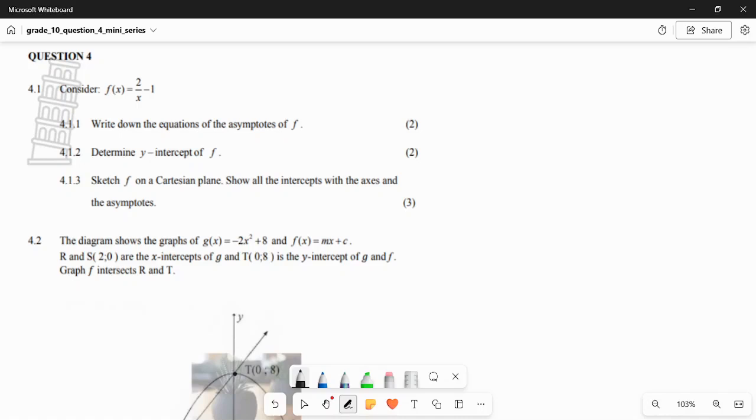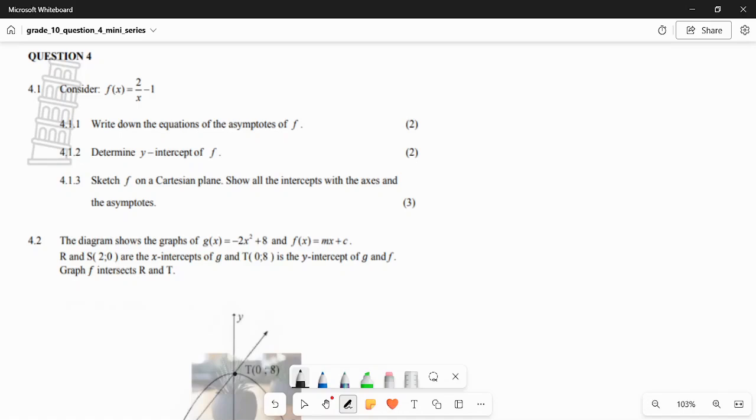Question number 4.1. Consider f of x is equal to 2 divided by x minus 1, and that is a hyperbola graph. The first question: write down the equations of the asymptotes of f.